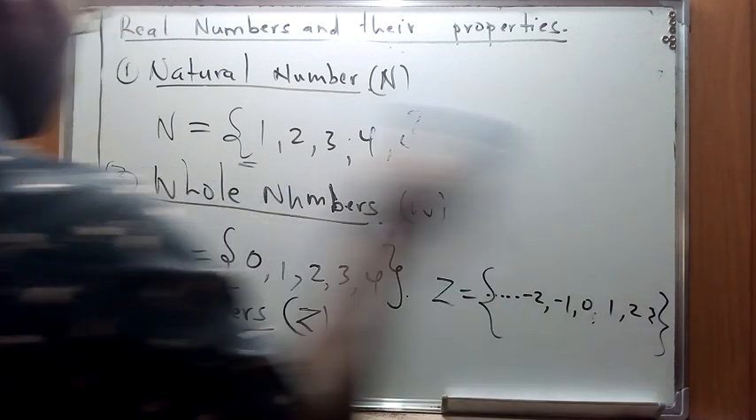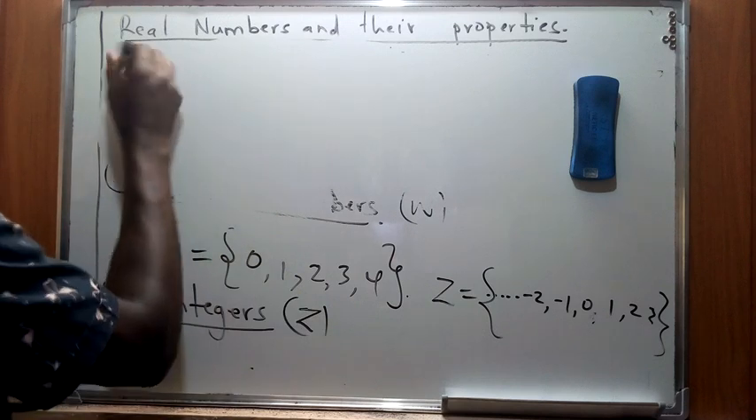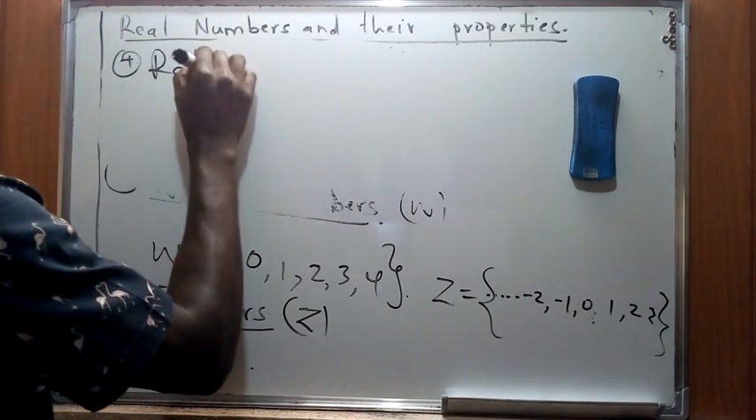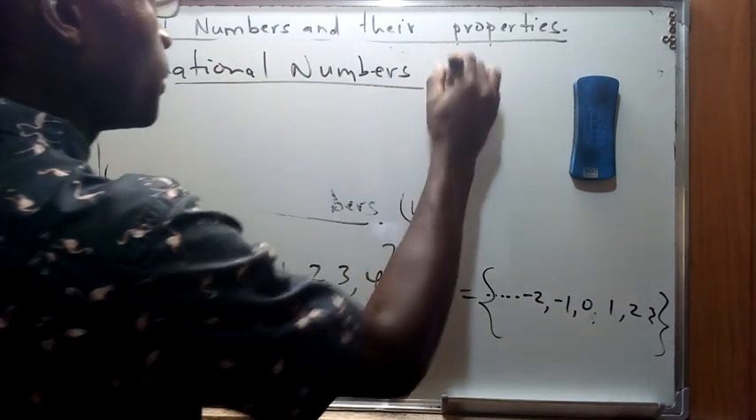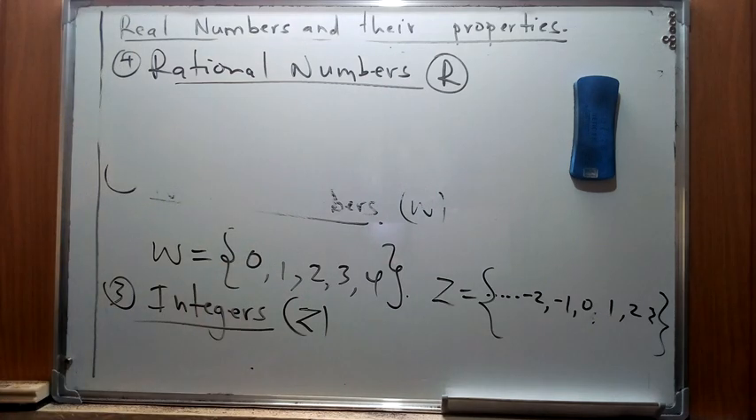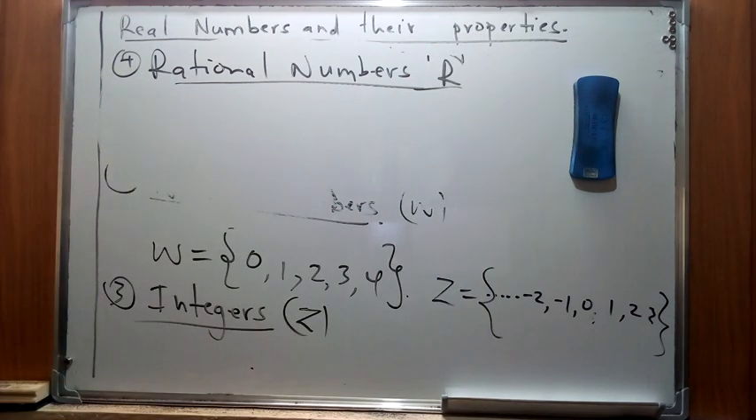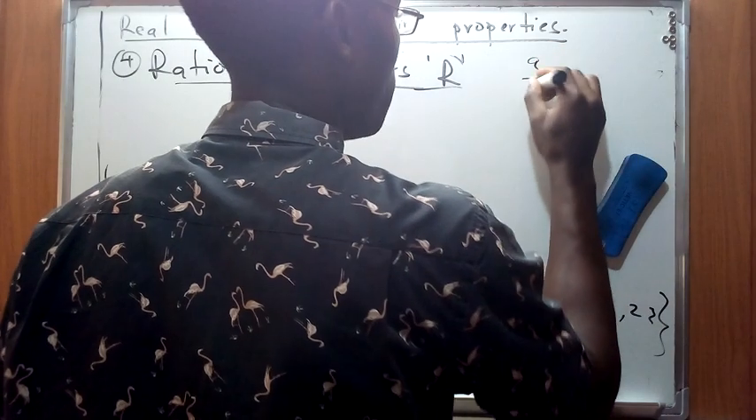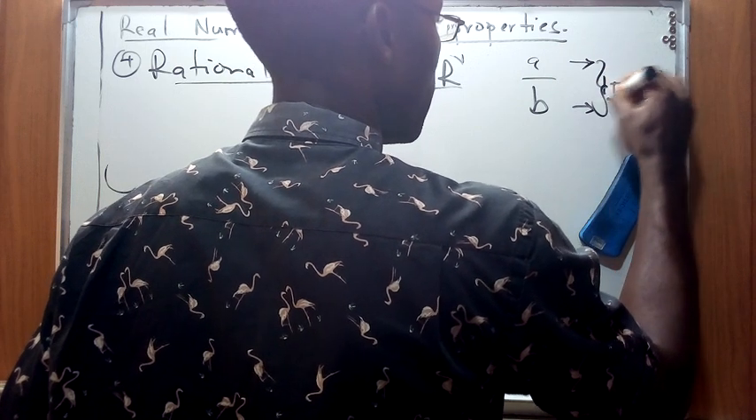And then number four, we have what we call rational numbers, which are initialized as R. There's no circle here, I'm just giving an illustration. So it's given as the letter R, and this is a set of all numbers that can be written in the form of A over B, where A and B are integers.